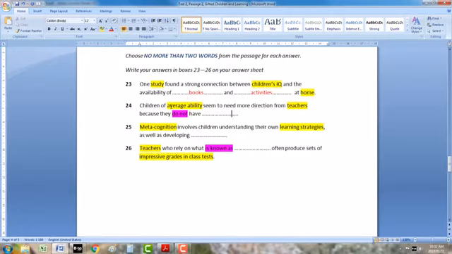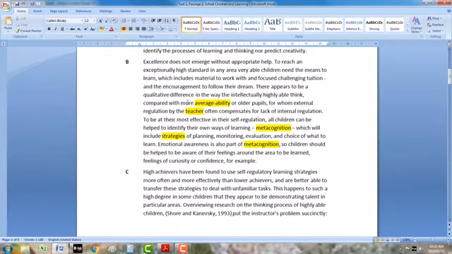Right. Children seem to need more direction from teachers because they do not have... And we want that negative. What don't these children have? Compared with the average ability of older pupils for whom external regulation by the teacher often compensates for lack of internal regulation. And this is metacognition. This is the next one. So it's not going to be this sentence. It's this sentence over there.